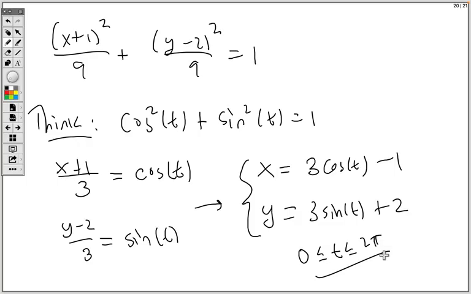So when you have circles and ellipses, you want to go in and put things in standard form so that you get a sum of squares equaling 1. Right? You got something squared plus something else squared equal 1. Think of this identity.